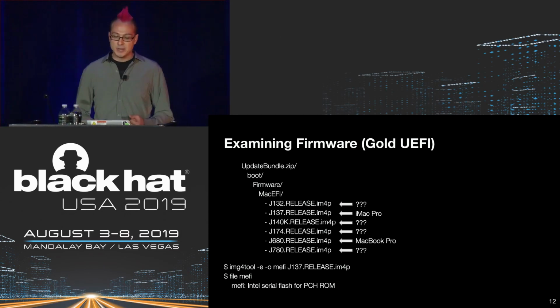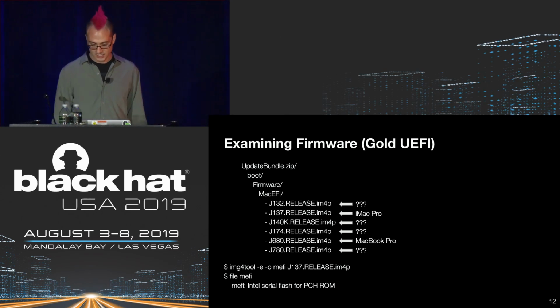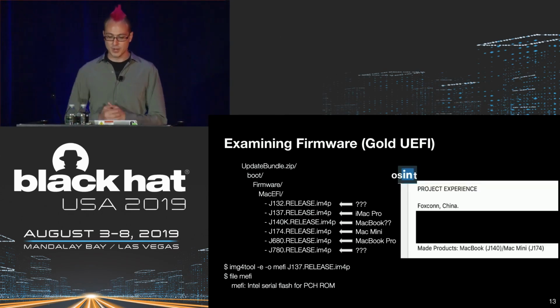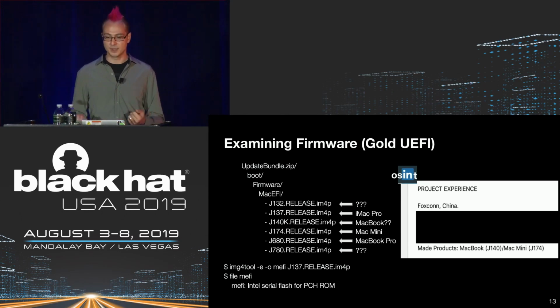As these T2 update bundles are meant for multiple product lines, they contain multiple firmware images differentiated by internal Apple product names. For instance, the iMac Pro is the J137, and our T2-enabled MacBook Pro is the J680. Googling around for model information, we got some clues as to what the J174 and the J140K are. That leaves us the remaining J780 and J132 as likely candidates for the Mac Pro and the MacBook Air.